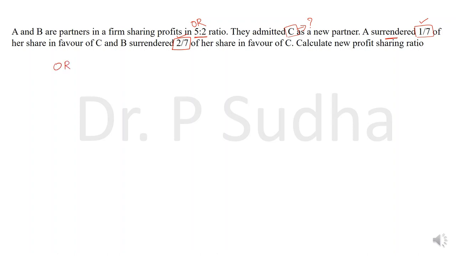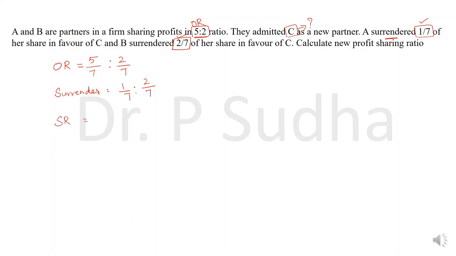First, let's write the old ratio. Old ratio is equal to 5 divided by 7. How did I get this 7? It is 5 plus 2. 5/7 for A and 2/7 for B. This is the old ratio. Now, what is the proportion that they are surrendering? How much do they surrender? It is 1/7 for A and 2/7 for B. Now let us calculate the sacrificing ratio.